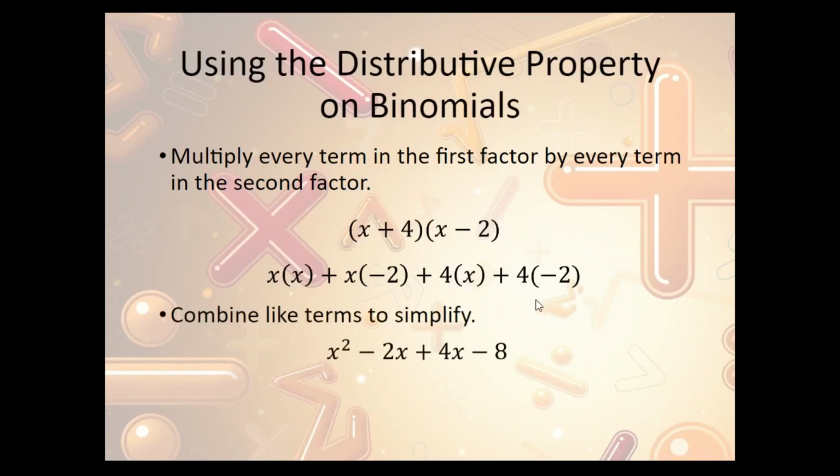Now we just combine the like terms. x squared, we have to leave by itself. But we do have a negative 2x and a positive 4x, so we can combine those. Negative 2x plus 4x is positive 2x. So we get x squared plus 2x minus 8.